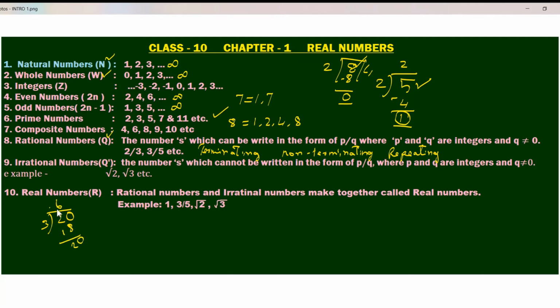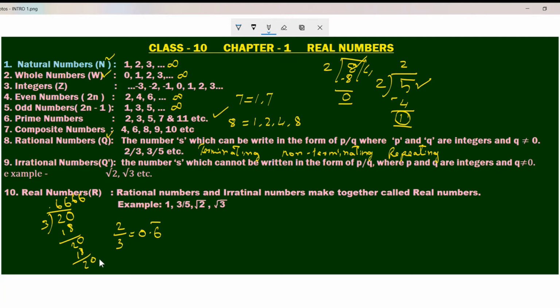Again you put 0. Again 6 threes are 18, and 2 remains. It will go on: 6, 6, 6. It will go on. So we can write 2 upon 3 is equivalent to 0.6 bar. This number is not terminating.